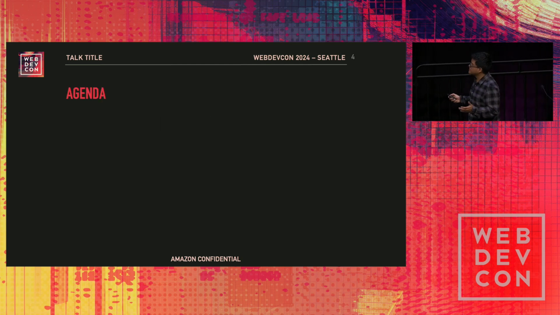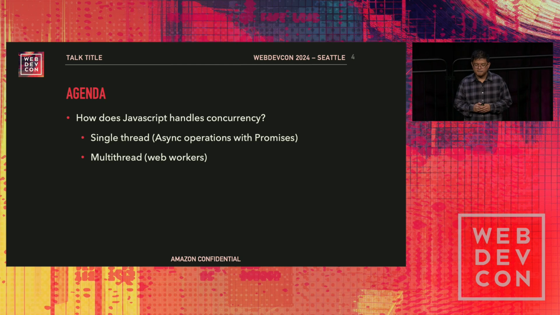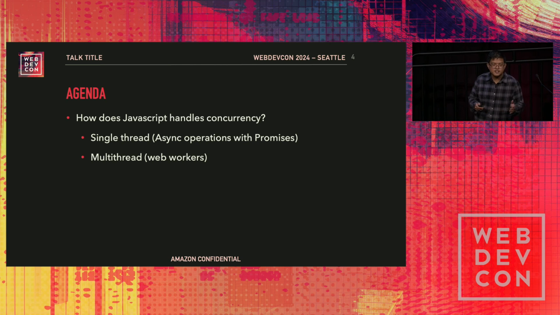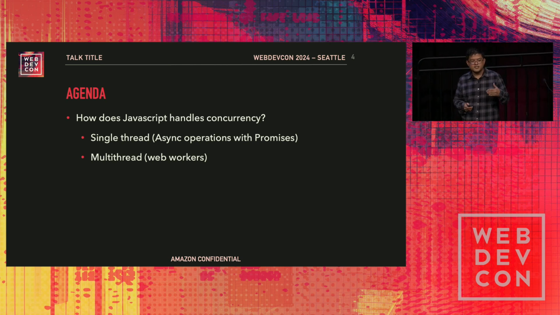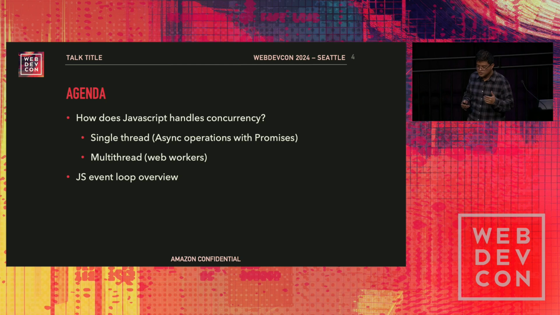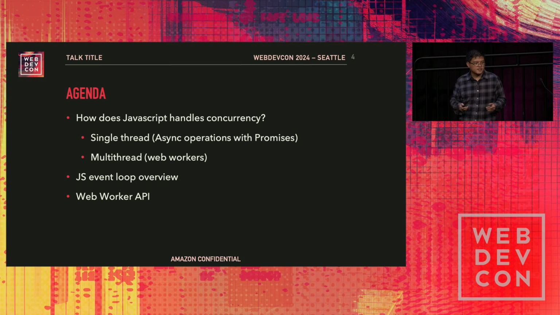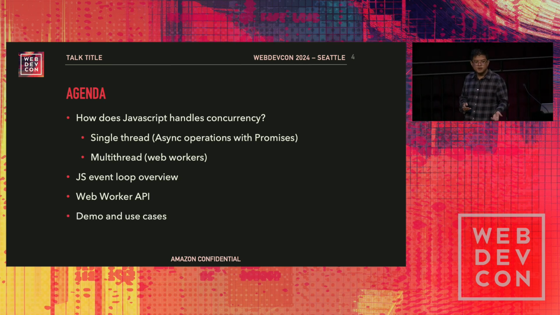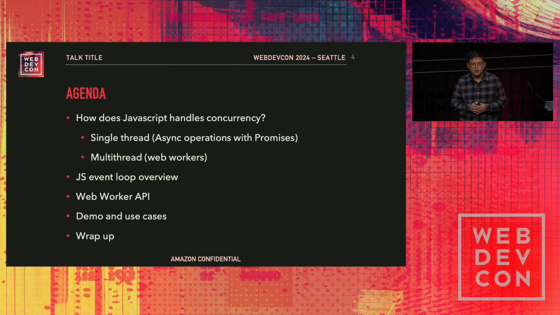So the agenda for this talk is going to be, first, we're going to see some overview of how JavaScript handles concurrency. We're going to see the two approaches. One is with the traditional single thread, handling asynchronous operations with promises. Then we're going to see the parallel version using threads with web workers. We are going to have an overview of the JavaScript event loop, and we're going to see some examples with the web worker API. Then we're going to see some demo and use cases, and then we're going to wrap up the talk.